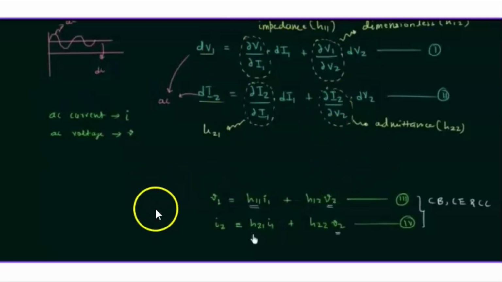अब यहाँ से हम लोग equation को generalize करके लिख सकते हैं. So the equation is going to be V1 is equal to H11 I1 plus H12 V2, and I2 is equal to H21 I1 plus H22 V2. And ये दोनों equations हमारी common base, common emitter and common collector तीनों के लिए valid रहेंगी.